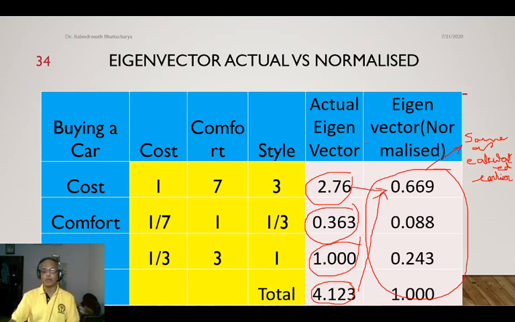So if you take these two numbers and divide by 4.123, you get 0.669. The actual eigenvector values, if you take the help of software or do it manually, will never exactly match what you have used in AHP. It will be somewhat different, but don't lose heart. You will have to take the total and normalize it, and you will get the same result as what you have found out. Maybe a difference of 0.05% or 1% maximum. So this is an approximate method, and it's a very good method for finding the eigenvector.